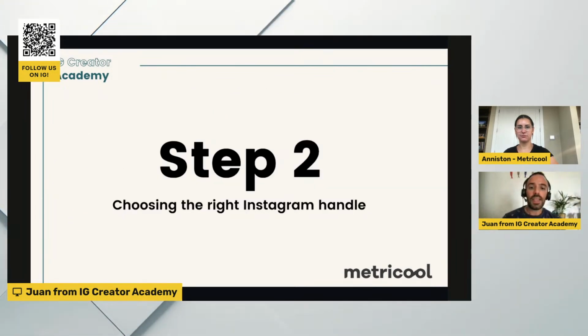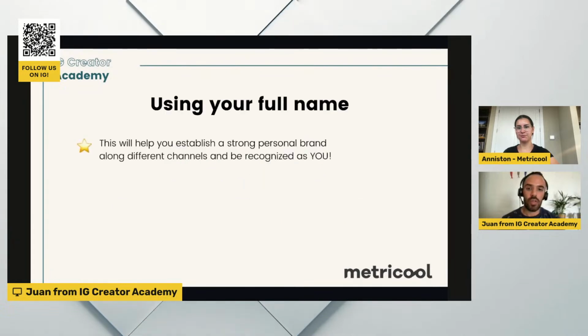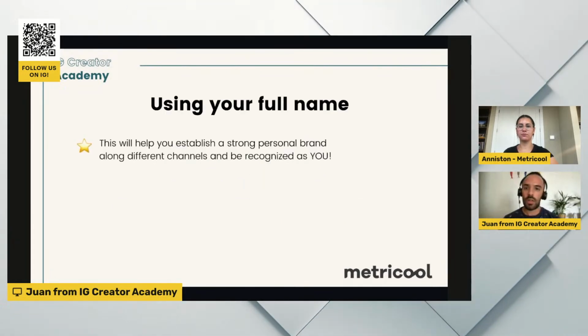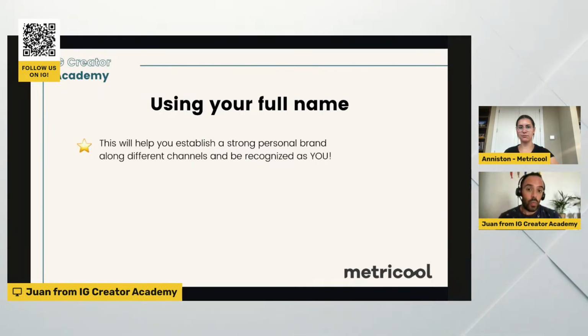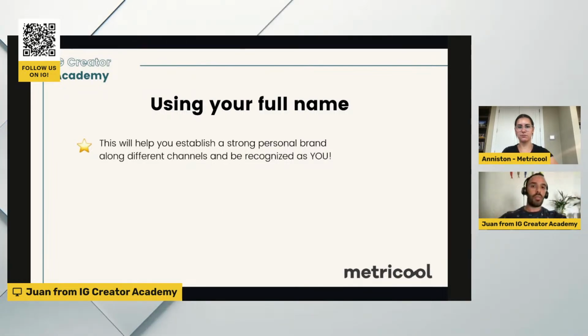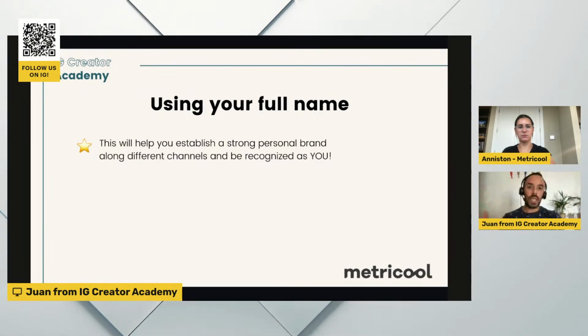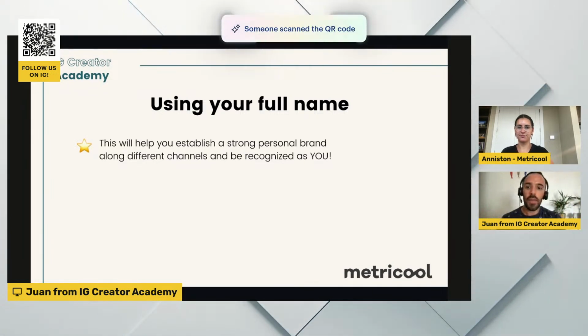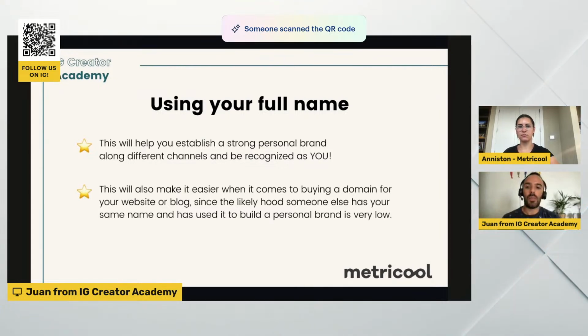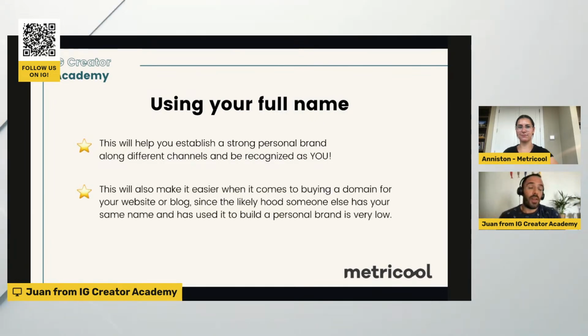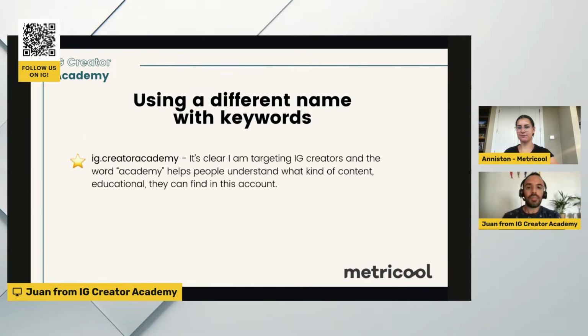So step number two is to choose the right Instagram handle. There are two types of handles. As a personal brand, you use your full name, which is great because this will establish your personal brand from the beginning. And as your business evolves, you can branch out into other mini brands or products, but you can still keep your own personal brand name. This will also make it easier when it comes to buying a domain for your website or blog, since the likelihood of someone else having your same name is very, very low.